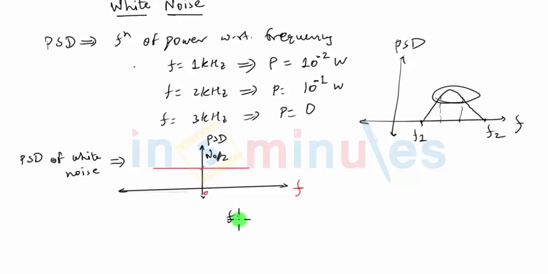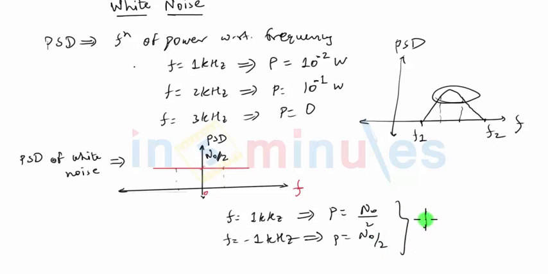So now let's say if I put f equal to 1 kilohertz, then I'm going to get power equal to N0 by 2, because that's a constant value somewhere here. And if I put f equal to minus 1 kilohertz, again I get power of N0 by 2. So total power combined at f equal to 1 kilohertz, because in practice frequency cannot be negative, will be nothing but N0, because N0 by 2 is available at 1k and N0 by 2 is available at minus 1k.